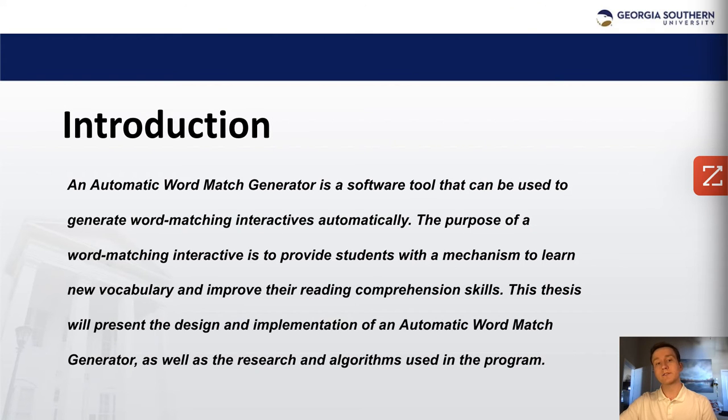An automatic word match generator is a software tool that can be used to generate word matching interactives automatically. The purpose of a word matching interactive is to provide students with a mechanism to learn new vocabulary and improve their reading comprehension skills. This thesis will present the design and implementation of an automatic word match generator, as well as the research and algorithms used in the program.